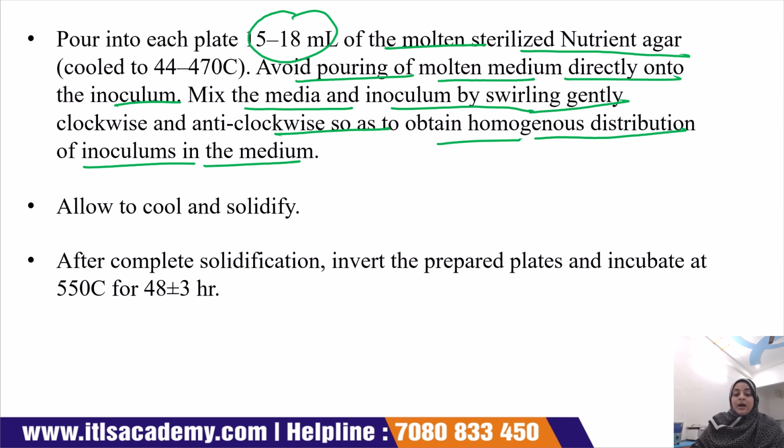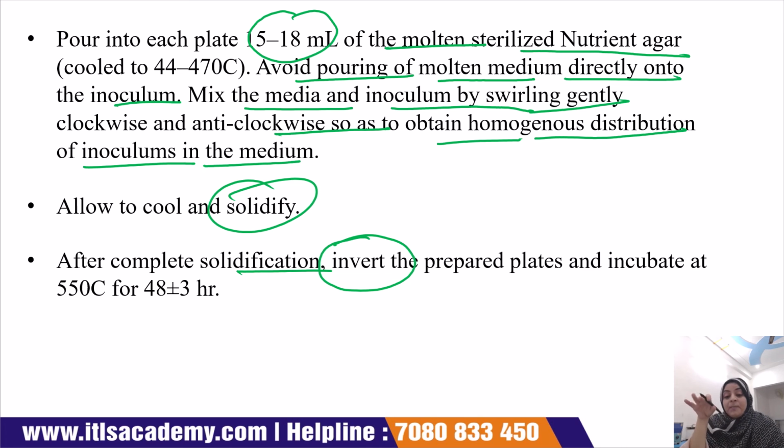Now we have to leave it for the solidification process, and when solidification is completed, we put that Petri plate inside the incubator, but the Petri plate should be kept inverted. This is very important, because if we do not put the Petri plate in an inverted direction, it will be contaminated. It should be incubated at 55 degrees Celsius for 48 hours. After 48 hours, we get a result.